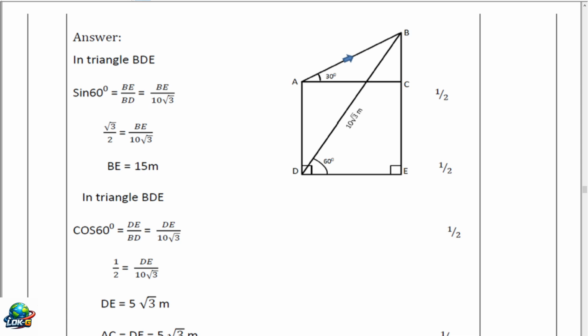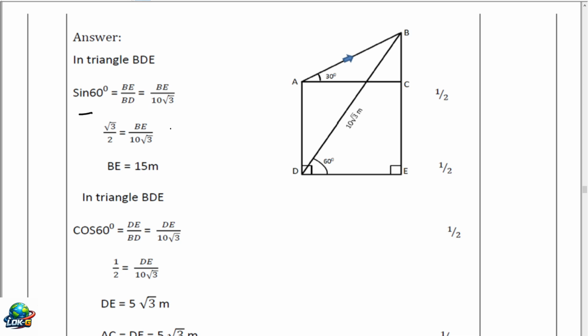Now, in right angle triangle BDE, you can take sine 60 so that you can get BE now, right? Sine 60 is opposite upon hypotenuse, which is BE upon 10 root 3. Sine 60 is root 3 by 2, equal to BE upon 10 root 3. Now you cross multiply. What do you get here?